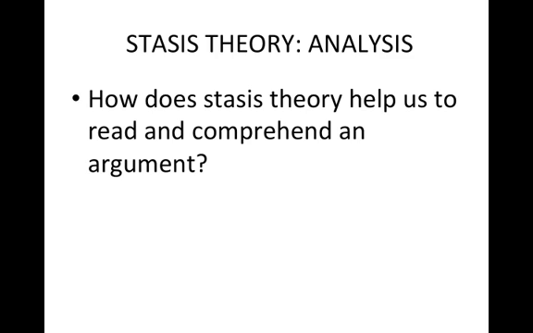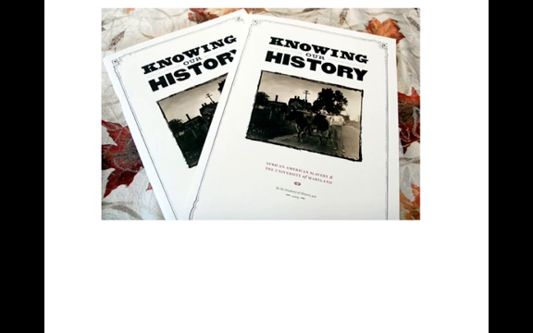So from here, I'm going to switch gears and consider how stasis can be used to analyze a controversy, or more specifically, how it can be used to help us read and comprehend an argument. I'm going to use a few examples from English 101's textbook, Engagements with Rhetoric. One of the readings in there is called Knowing Our History. It's a report that was written by students here at the University of Maryland in an upper-level history class a couple of years ago. We can determine just from the title what's fundamentally at issue in this report. What do we know about our history?